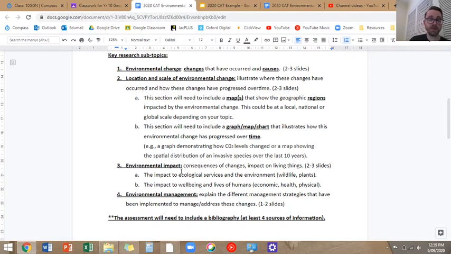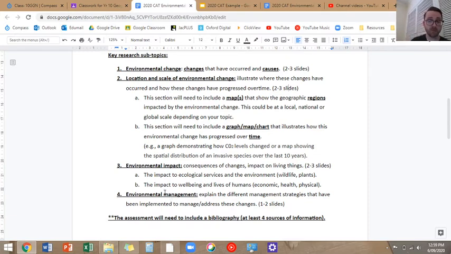Section 3, the impact, so the consequences, why it's a problem on living things. So 2 or 3 slides. Again, you might go one slide for how it's impacting the environment, so the wildlife, the plants. One slide, how it's impacting us humans. So the economic impact, the impact to our health, stuff like that. And then finish strong. How are you going to fix the problem?